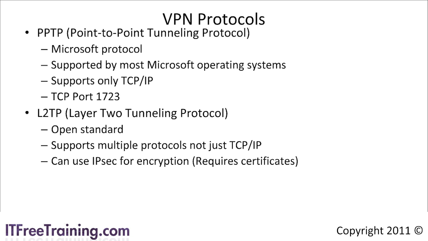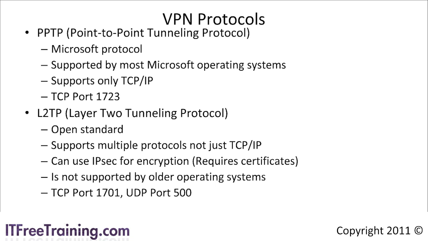The downside with L2TP is that it is not supported by older operating systems. L2TP uses TCP port 1701 and UDP port 500 for communication and also has IP version 6 support. L2TP is a better protocol in a lot of ways, but because of its lack of backward support, it is not uncommon for VPN servers to have both PPTP and L2TP configured.